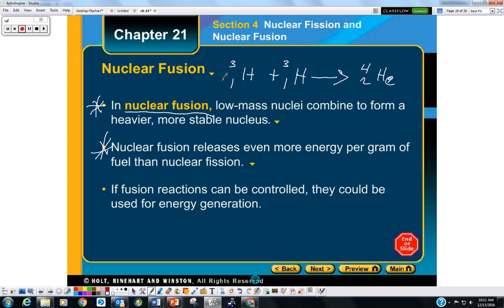Plus 2 neutrons that are released. All right, and those 2 neutrons are what's associated with the energy that's involved in it. And when this happens, tons of energy is released.